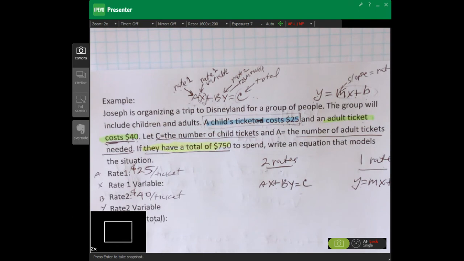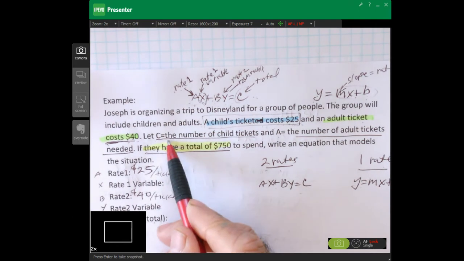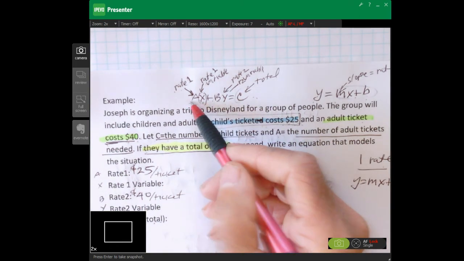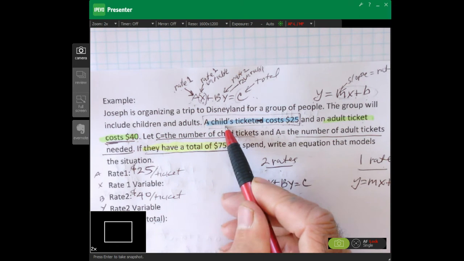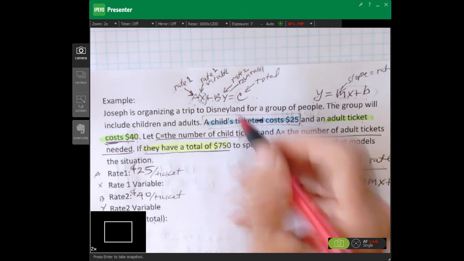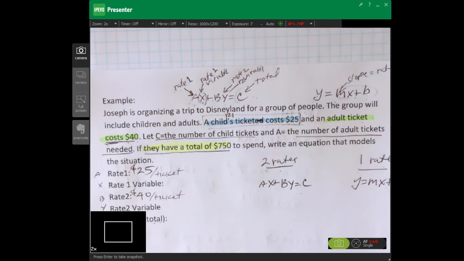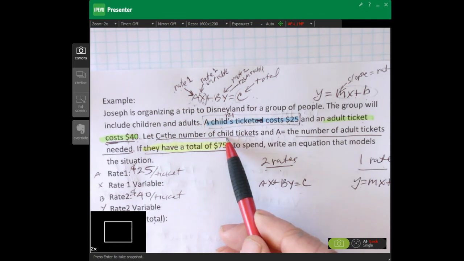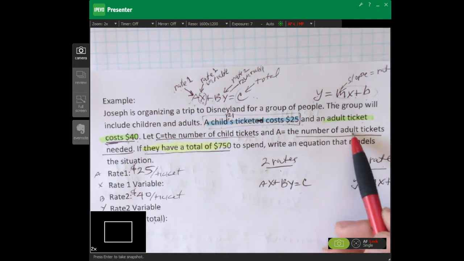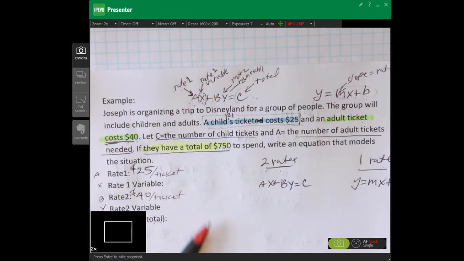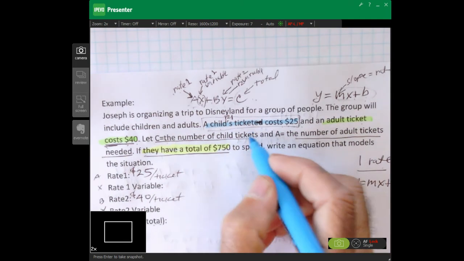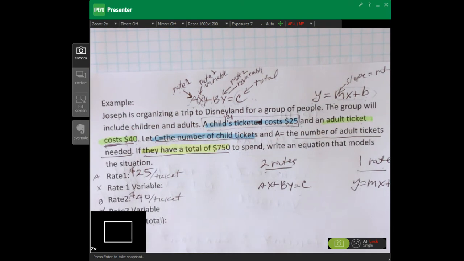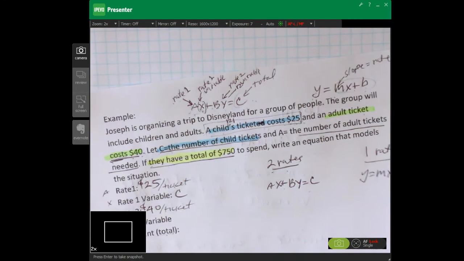Now we want to figure out how the variables are going to fit in. Okay, so because the variables go with the rates, right? So you see child's ticket. Okay, this is rate 1. Now we want to look at the variables and we see one variable is the number of child tickets and the other variable is the number of adult tickets. Well, we're going to go with C being rate 1. So that one goes with the child ticket. C is that one. Put C in there.